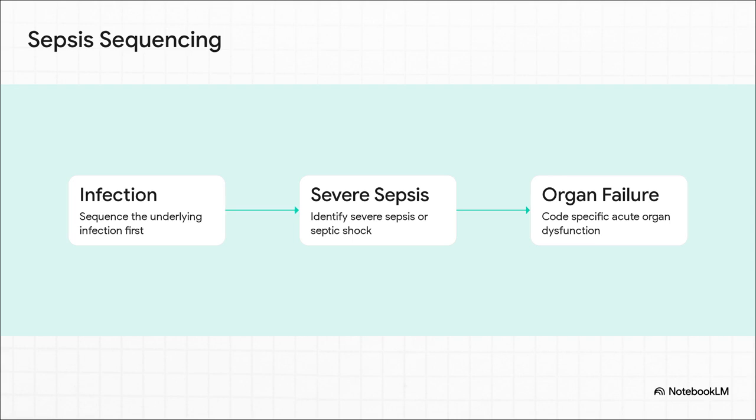Think of it like a chain. Infection, systemic response, organ failure. 1, 2, 3. Easy to remember, right?